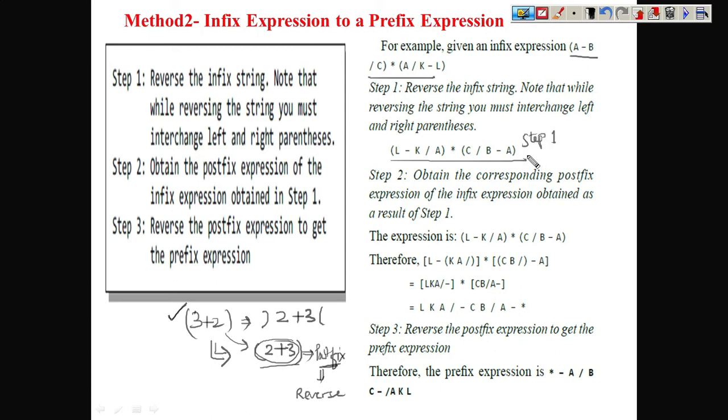Step 2 is convert to postfix. When you convert to postfix, you will get this expression. I am not solving all of it step by step, but we know how to convert to postfix. So we get this postfix, and then you again reverse it. When you reverse it, you will get multiply minus A by B, and this is your prefix. Now let us apply this technique to some expression and see how things will work.